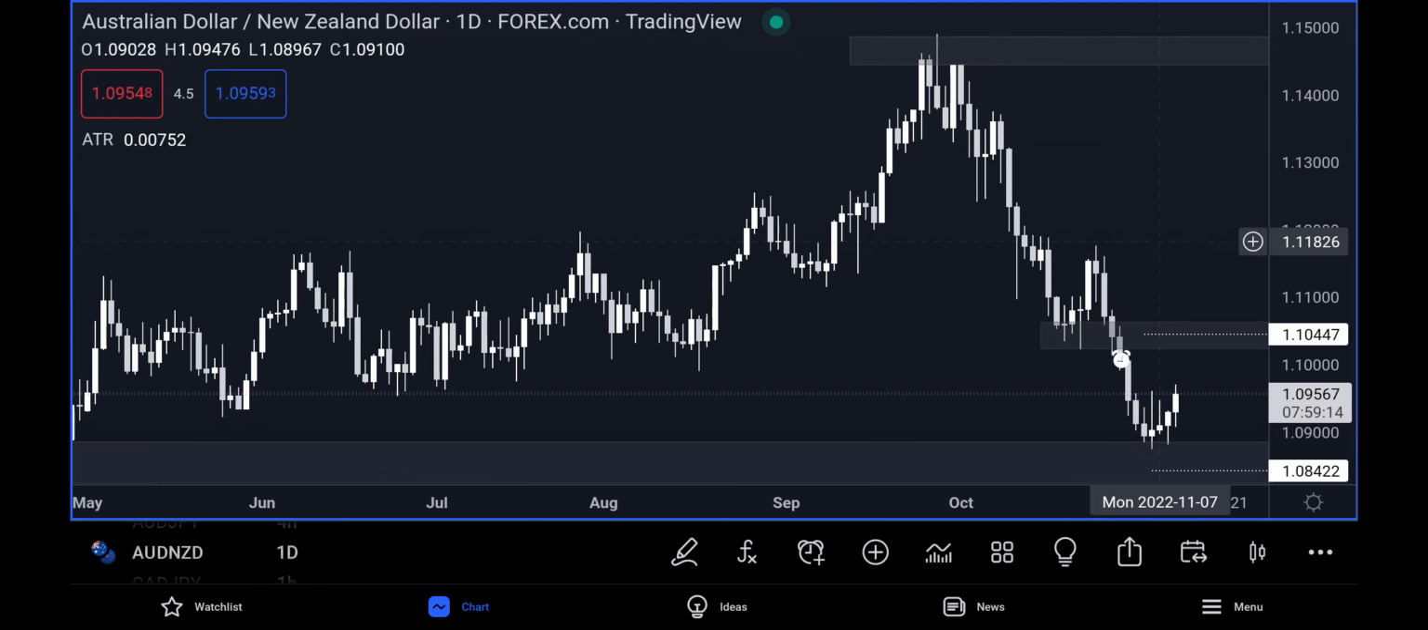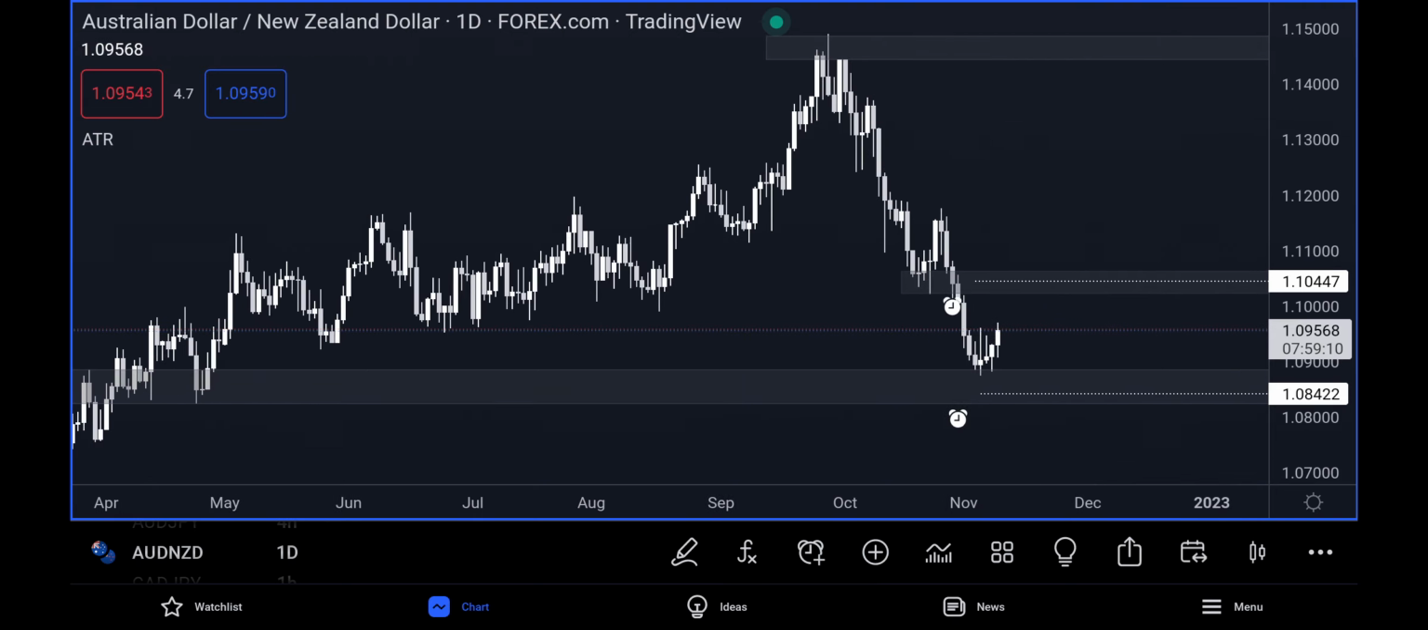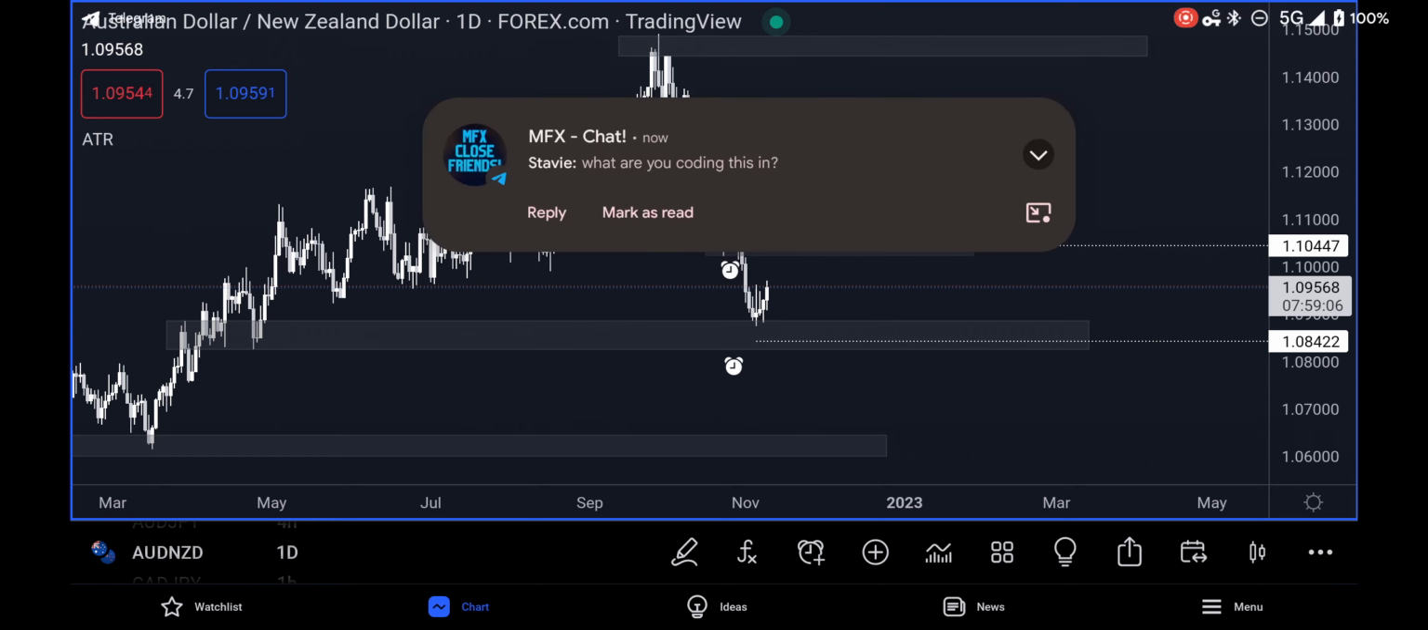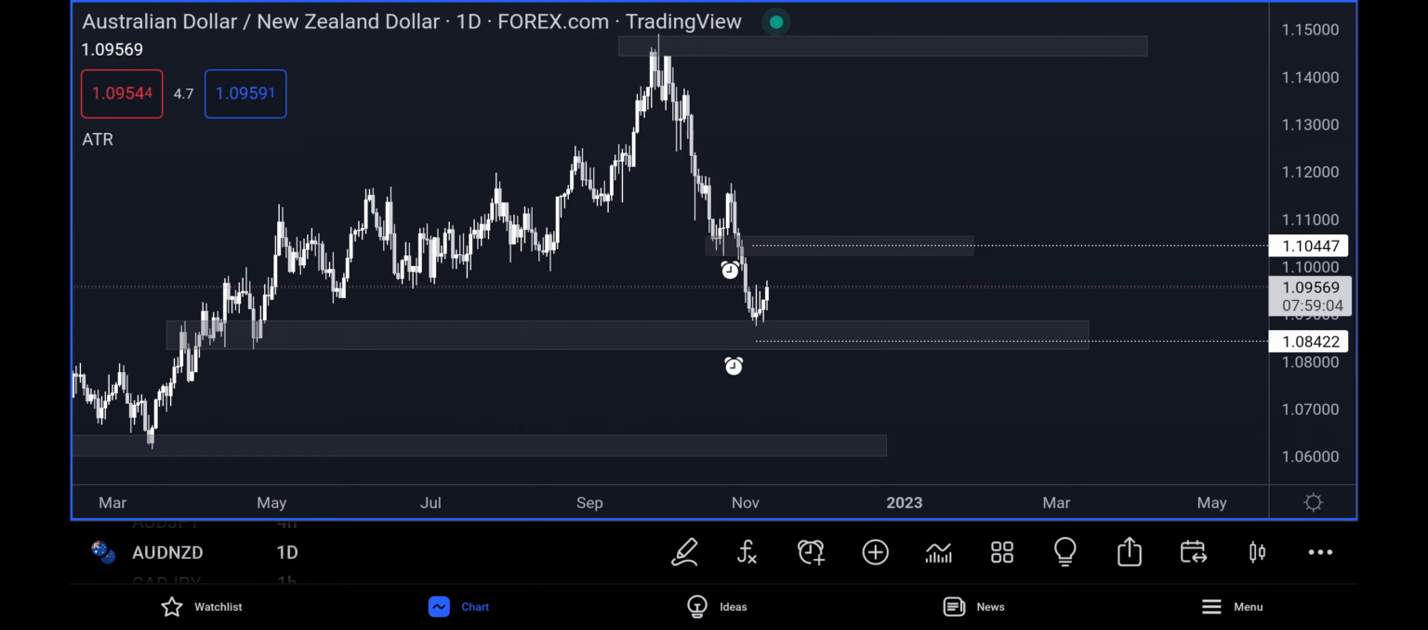So AUDNZD, same thing here. Looks like we got a lower level that has been broken and retested. It's a pretty big area, so I'm waiting for a deeper push into that before I look for a bounce out of it. If not, looking for price to come back up and give me a test there.